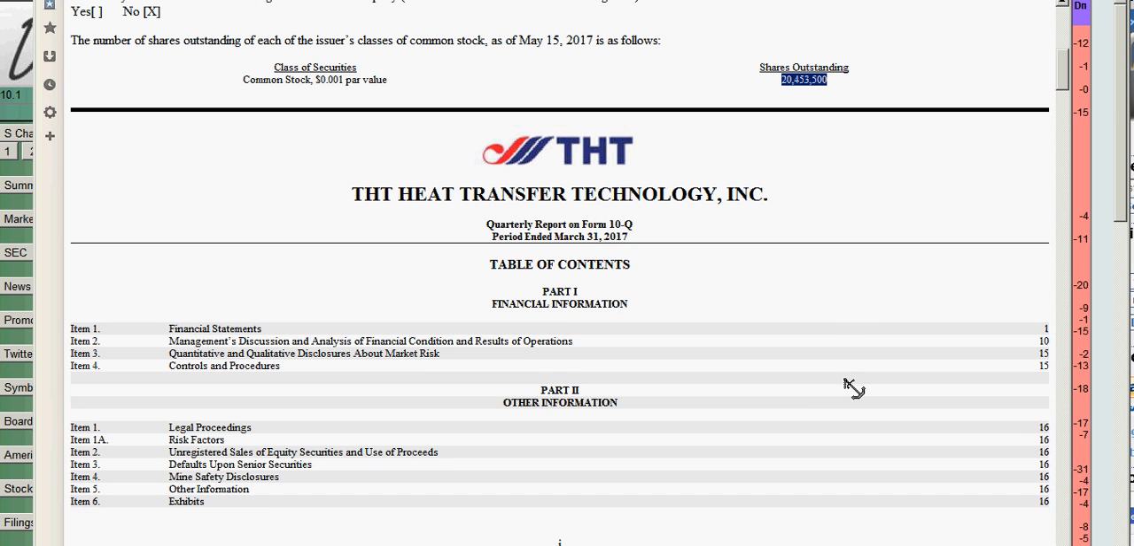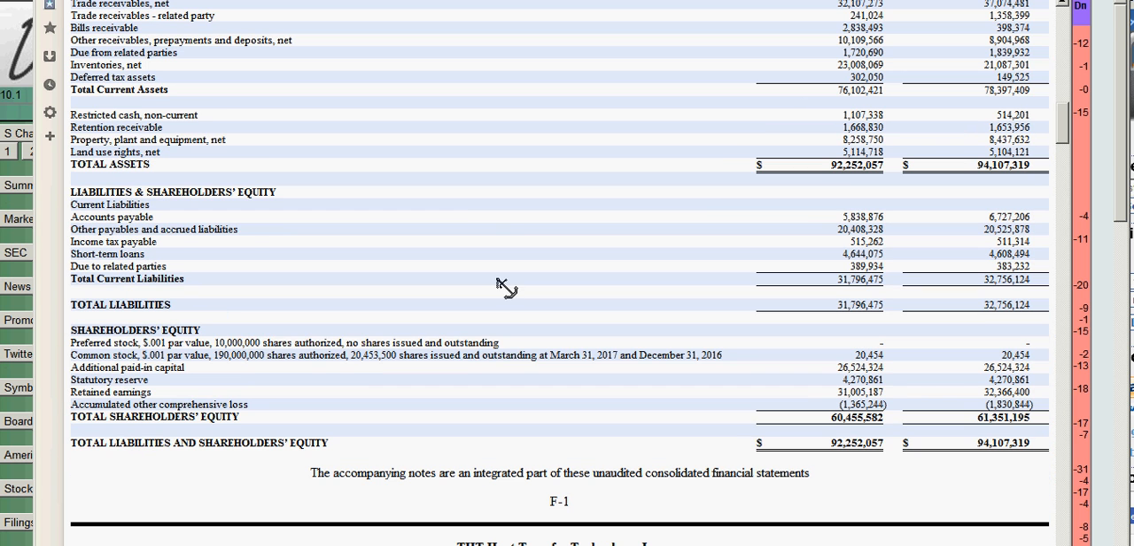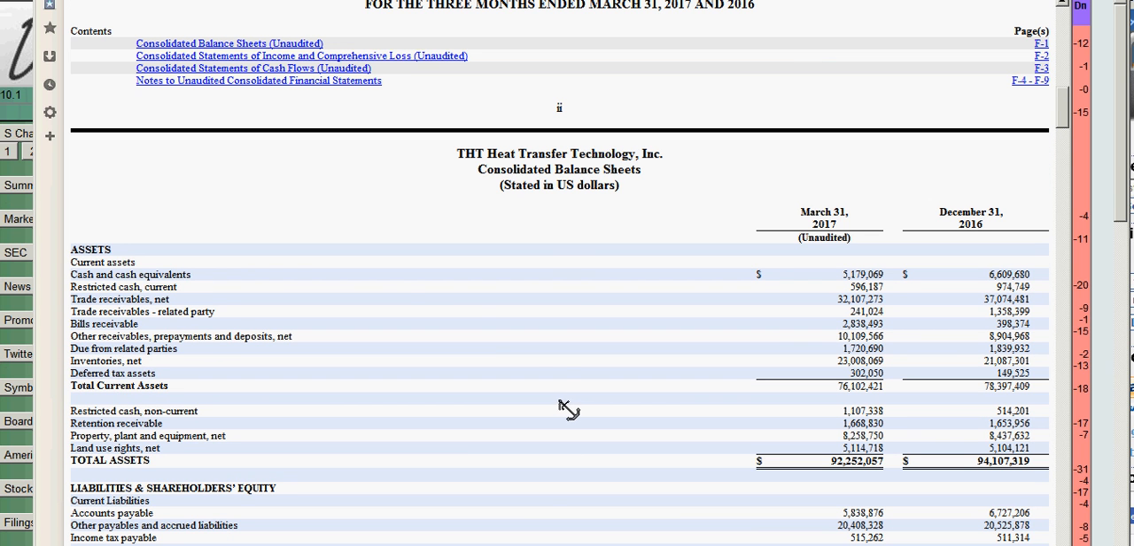So this company didn't issue any shares between the time of March 31st and when they issued this 10Q. You got 20,453,000, and down here on this line you've also got 453. But this line here tells you how many shares are authorized, how many they are authorized to issue. Okay, so they're authorized to issue 190 million, and of that they've only issued 20 million.